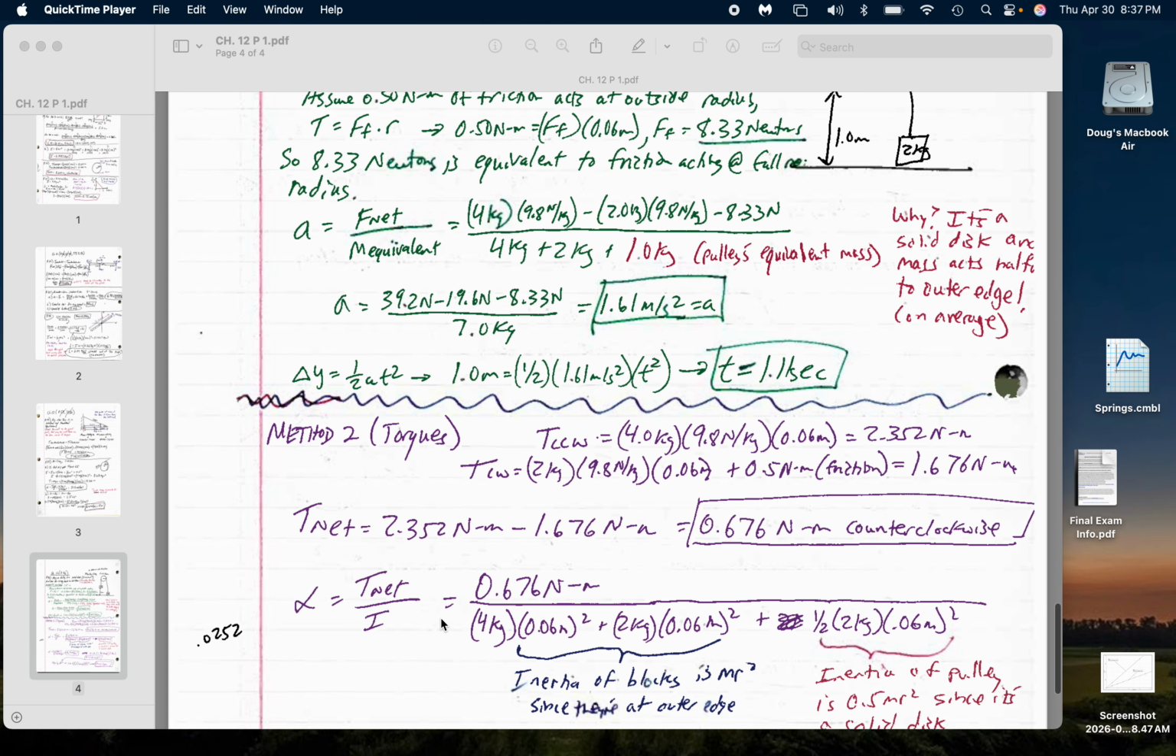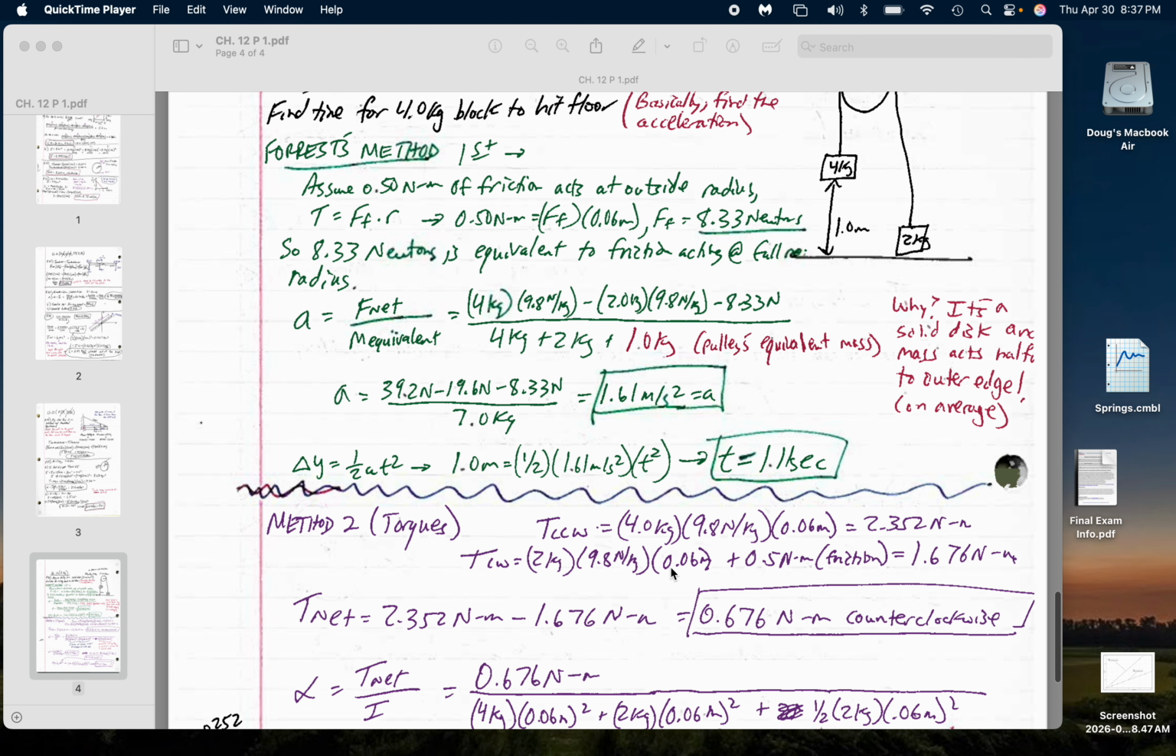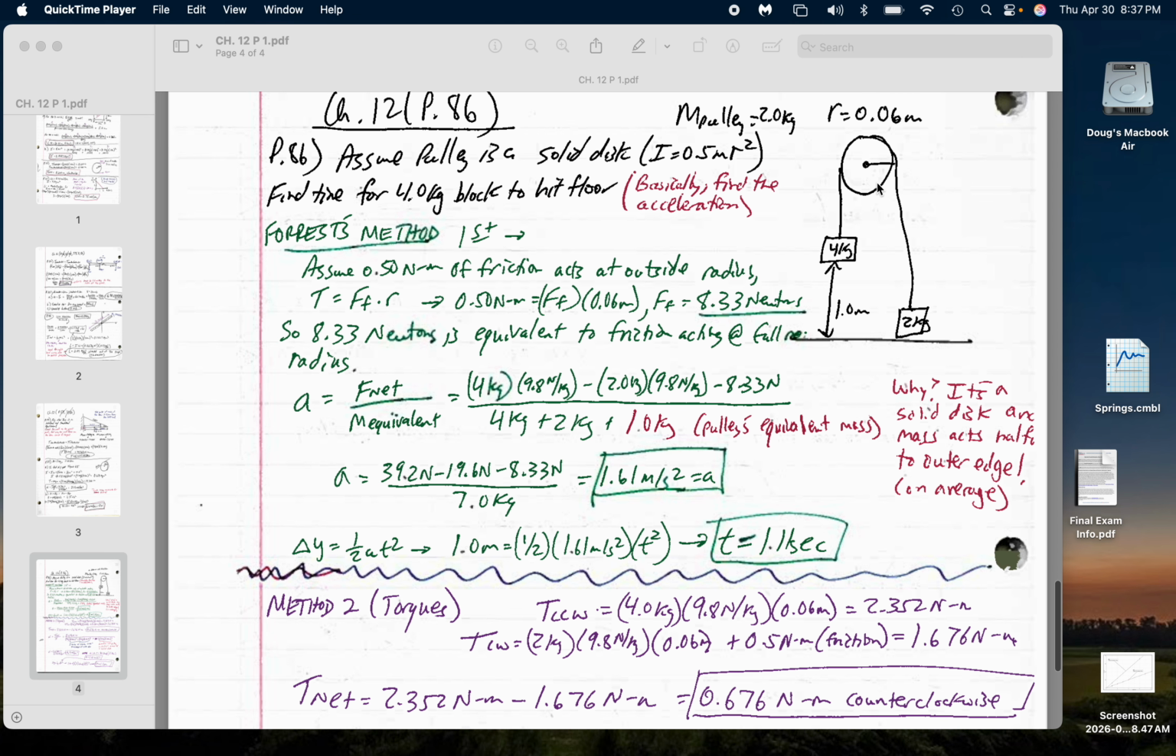To find the angular acceleration, I take that torque and I divide it by the moment of inertia. Well, what is the moment of inertia? Well, it's essentially this 0.5 mr squared. So 0.5 times 2 kilograms times 0.06 squared.